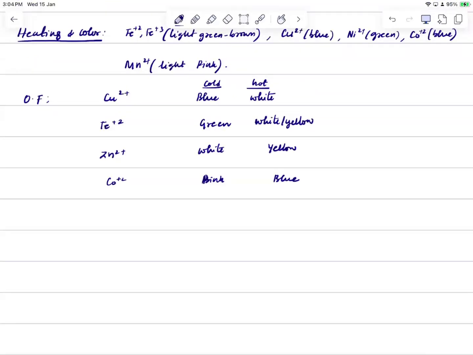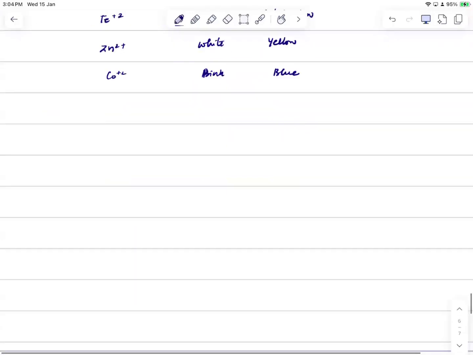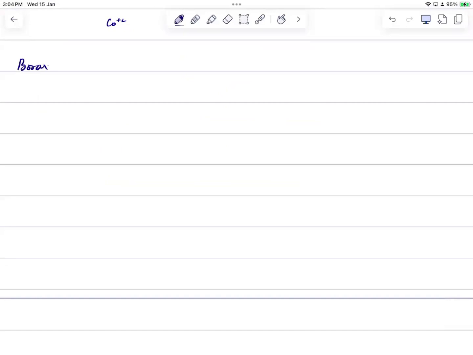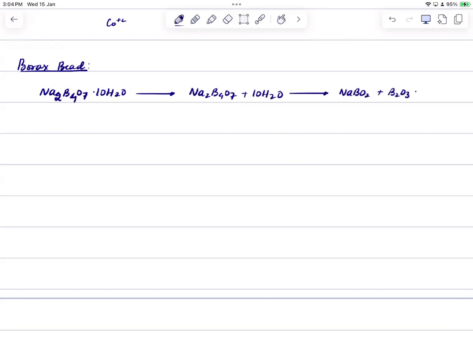Right. So I'm sure you remember the borax bead test. This one is borax bead for these cations. Okay. Now, if you notice Na2B4O7.10H2O, which is borax, on heating will swell into Na2B4O7, it is also Na2B4O7 plus 10H2O. And this will further decompose into beads, which is NaBO2 plus B2O3.